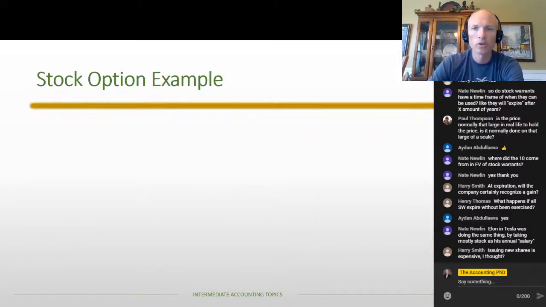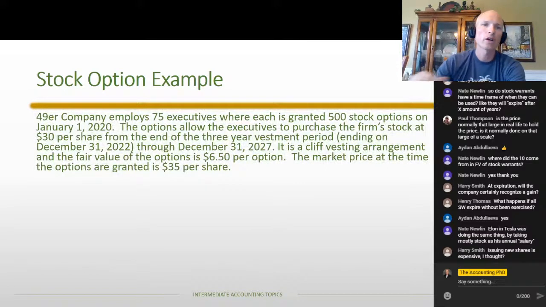All right, let's walk through an example. 49er Company employs 75 executives, where each is granted 500 stock options on January 1st, 2020. The options allow the executives to purchase the stock at $30 per share at the end of the 3-year vesting period through December 31st, 2027.